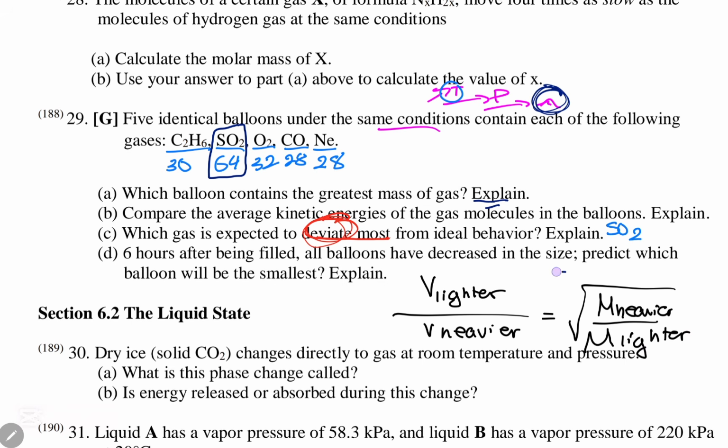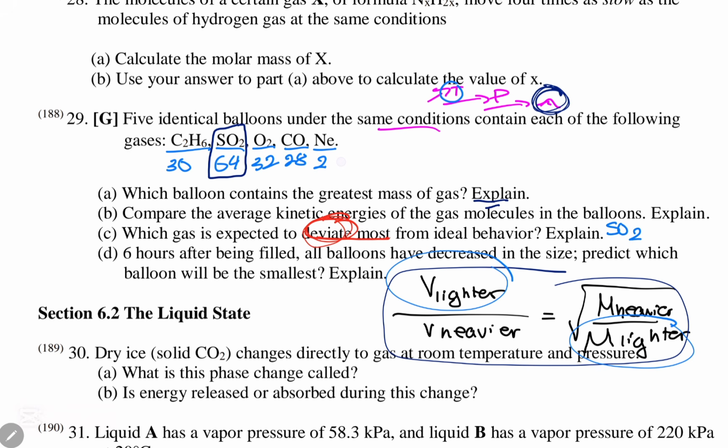Keep this equation in mind because they might ask you, even though they didn't tell us in the required question. Basically, it's saying that the lighter the gas is, the greater its speed is. So we need to look for the lightest gas.